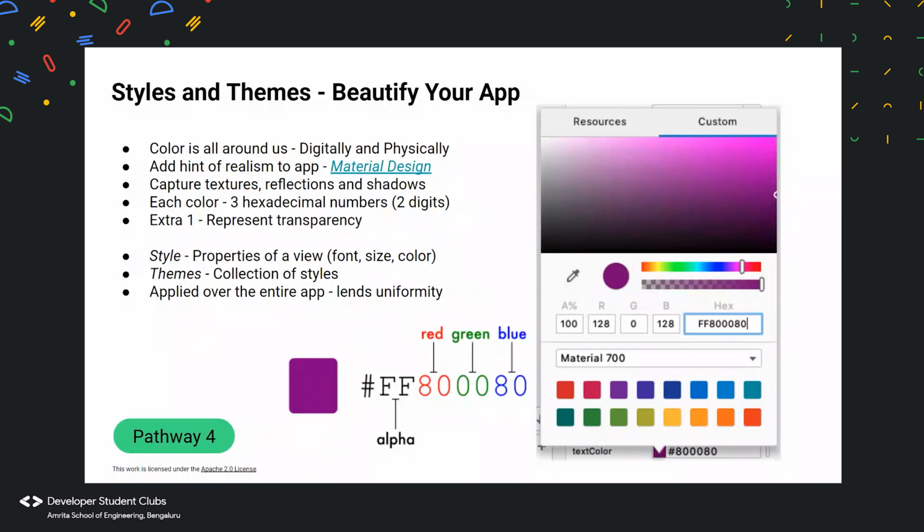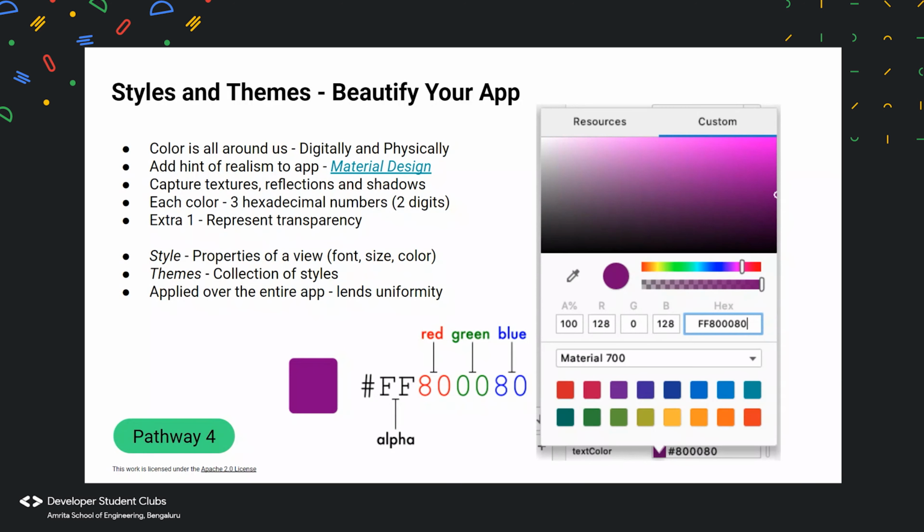So this path is all about styles and themes, which again is a throwback or callback to track 1. It was talked about there originally, and this is the same slide I used then. To catch the people up, color is all around us. Digitally and physically, you can see color everywhere, and it adds beauty or aesthetics to all the objects we see around us.